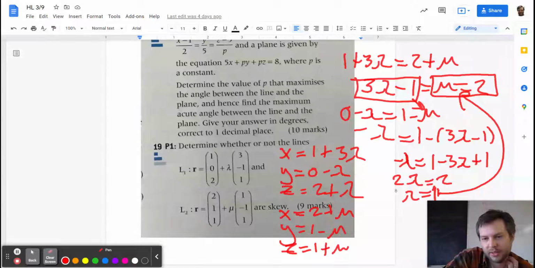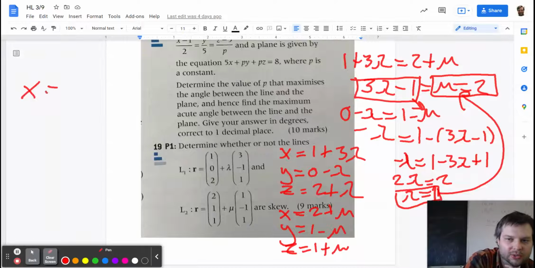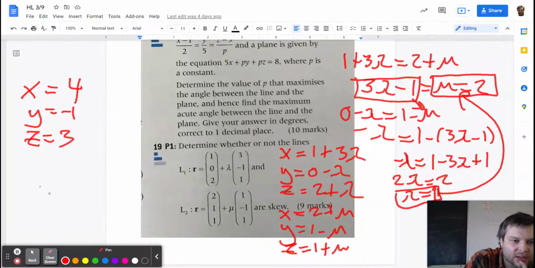So now what we do is see if they actually intersect. The x-coordinate was 1 plus 3 lambda, so that's 4. The y-coordinate is 0 minus lambda, that's negative 1. The z-coordinate is 2 plus lambda, that's 3. Now let's go down to our other point. The x-coordinate is 2 plus mu, that's 4. The y-coordinate is 1 minus mu, that's negative 1.